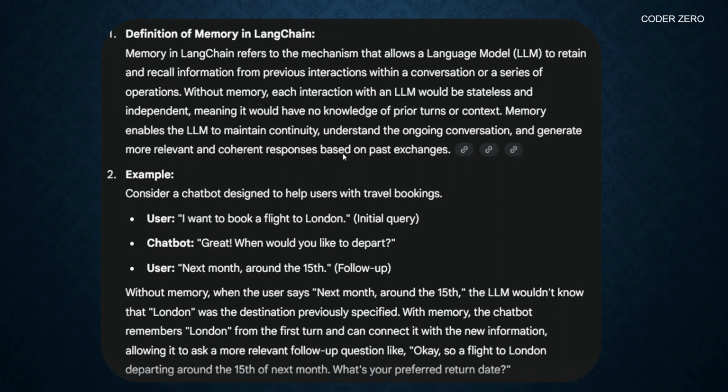So if you take this example, here we are saying I want to book a flight to London. So the chatbot will reply, great, when would you like to depart? Next, when we give this input, next month around the 15th, if we don't have any memory integrated in our pipeline, the chatbot has no knowledge of the destination. So it will get confused and it will give something random. If we integrate memory in our pipeline, it has the information regarding London. So after this, it will give a relevant answer, or it will generate relevant text.